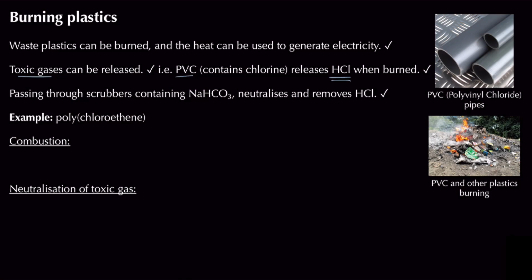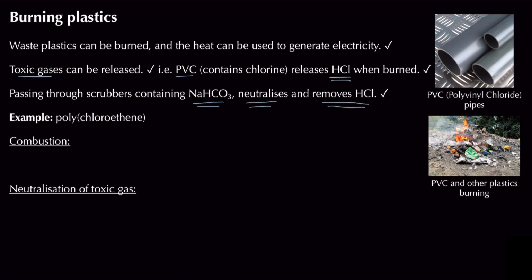Now what we can do to get rid of this is pass the gas through a scrubber containing sodium hydrogen carbonate. We pass it through a sodium hydrogen carbonate mesh, and this neutralizes and removes the HCl, making sodium chloride. That sodium hydrogen carbonate is a solid, and we pass that HCl gas, that toxic gas, over it, and we end up neutralizing the HCl itself. An example that you need to be aware of is polychloroethene, and apply this to any other alkene that has a chlorine in it.